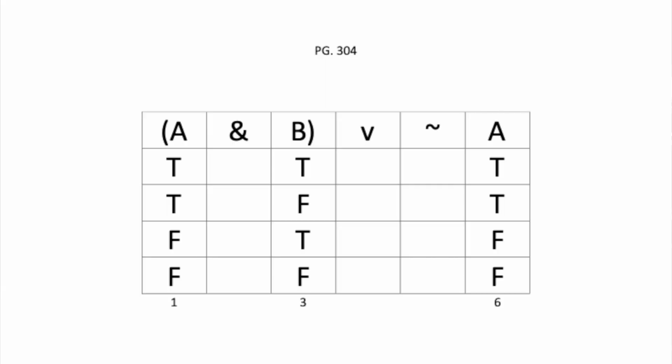Step 2, fill in the possible truth values for the variable columns. You have column 1, column 3, and column 6. Column 1 and column 6 are both A, and you would fill those out true, true, false, false. So from row 1 to row 4 in column 1, it would be true, true, false, false, and that's the same for column 6. B, which is column 3, is slightly different. From row 1 to row 4 in column 3: true, false, true, false.